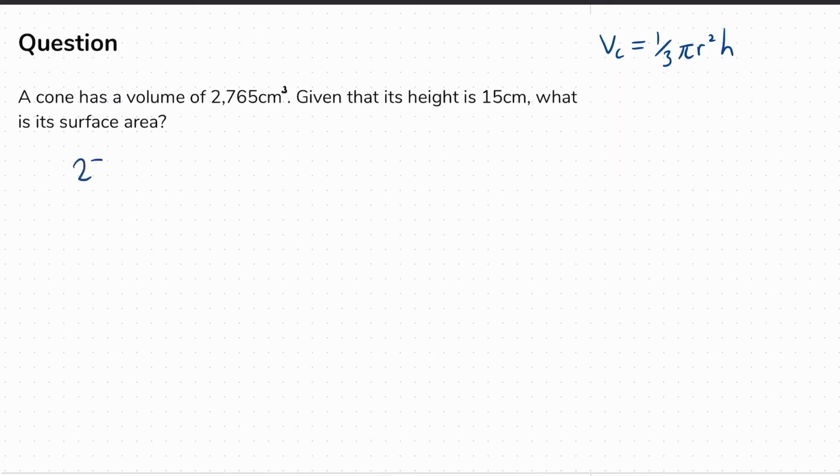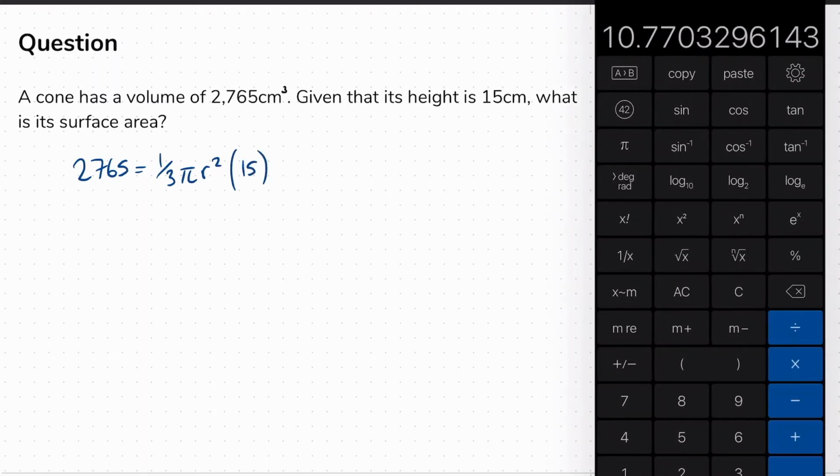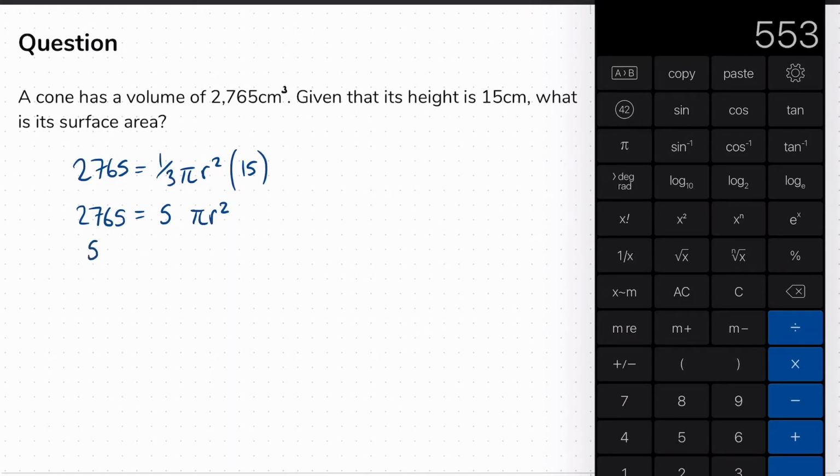If the volume is equal to 2765, and that's equal to 1/3 pi r squared, the height here is 15. Well, I can begin to solve this, right? So immediately, 1/3 of 15 is 5, so this is 5 pi r squared. Divide both sides by 5. So 2765 divided by 5 is equal to 553, and that's pi r squared. So I can divide both sides by pi.